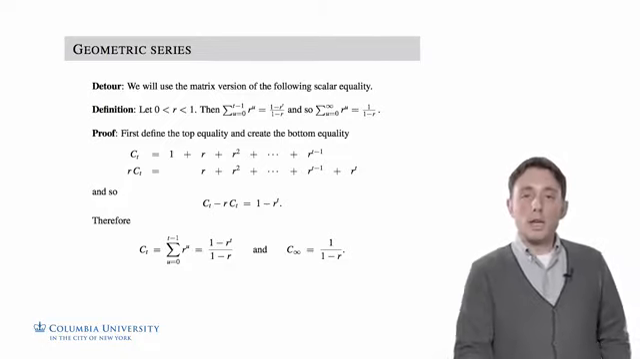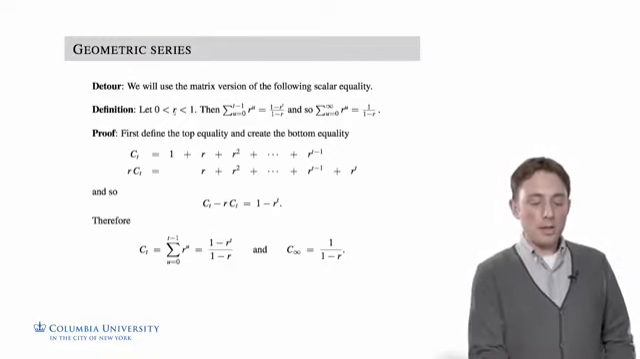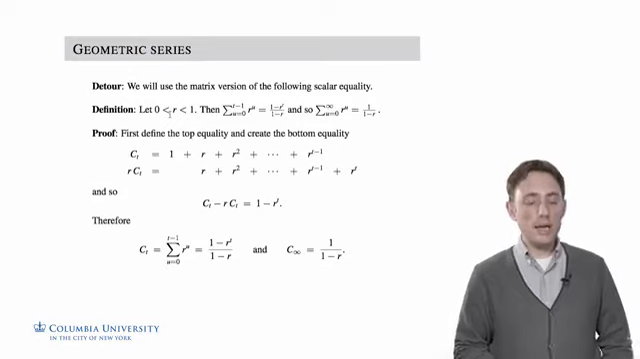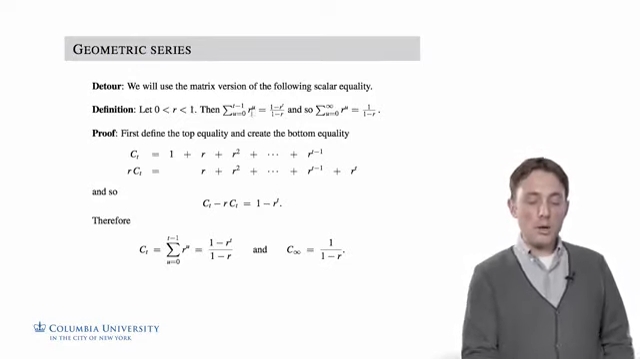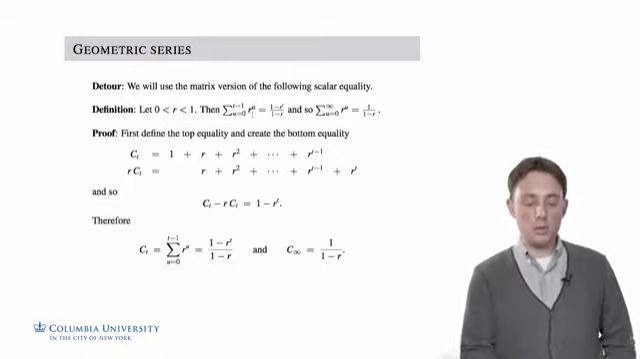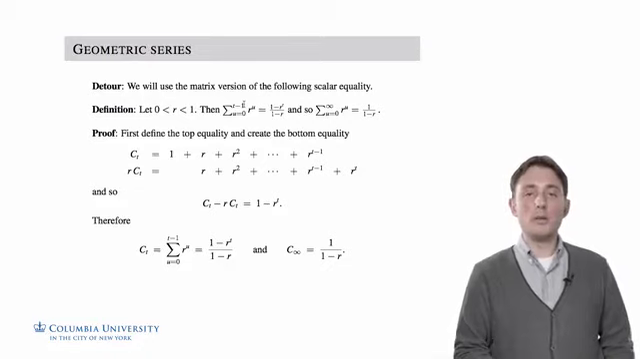So let's look at the scalar version of a geometric series first, and then we can see the relationship to the matrix version. Let r be any number between 0 and 1. Now we want to calculate the sum of r to the u, where u is 0 to t minus 1. So we take r, we raise it to the power u. We do that for u equals 0 to t minus 1, and we sum all of those up.